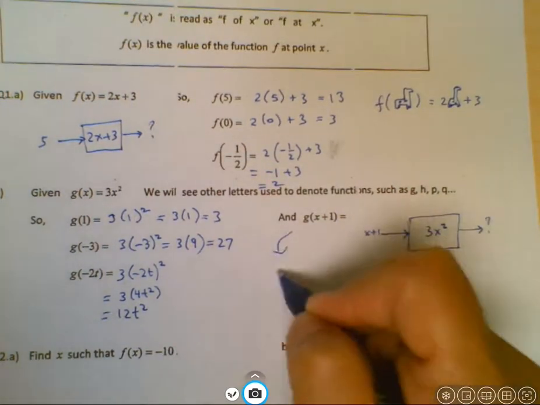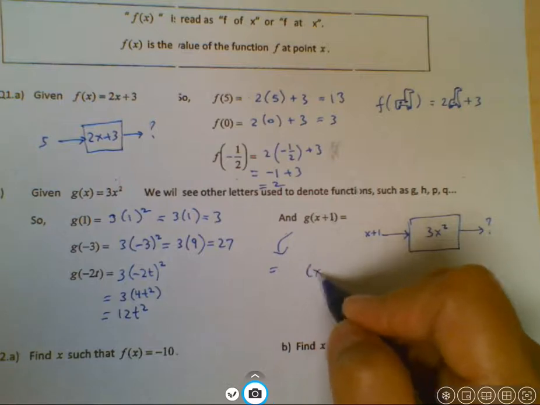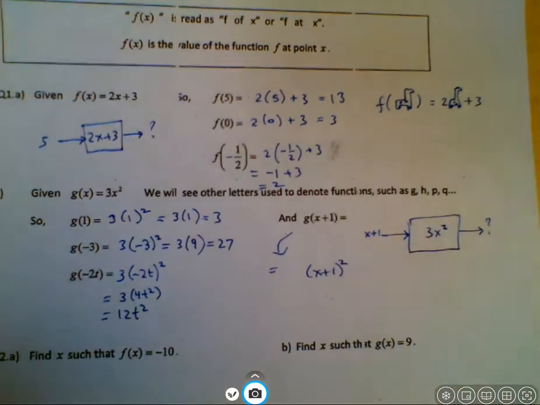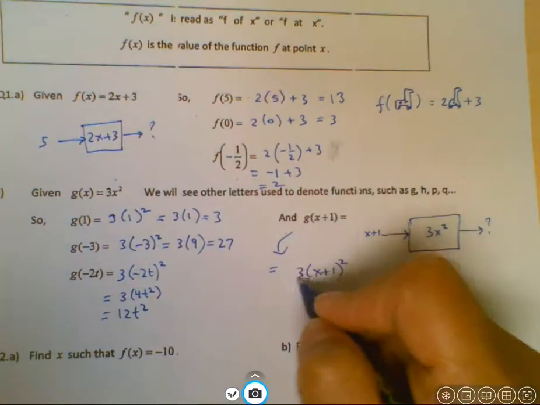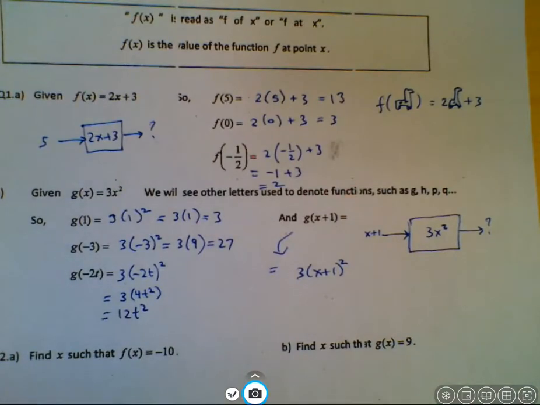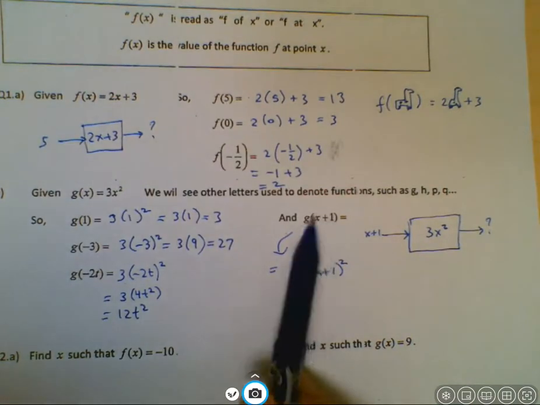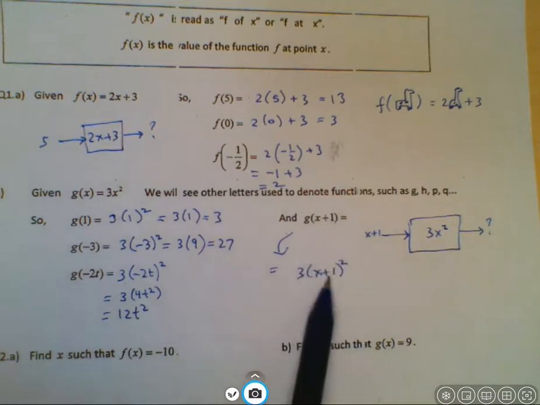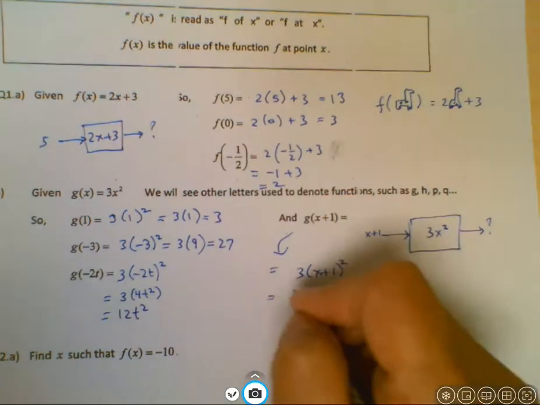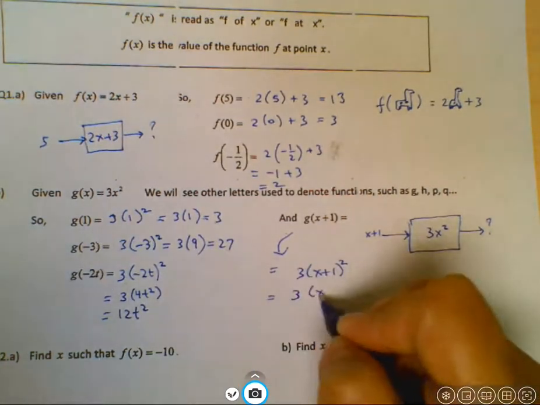So that's what I'm going to do. I'm going to take the input, which is x plus 1, I'm going to square it, and then multiply that answer by 3. Right? All that happened is this item that's in the bracket becomes the input, so we're going to input it into this function. And now I'm going to have to expand and simplify.